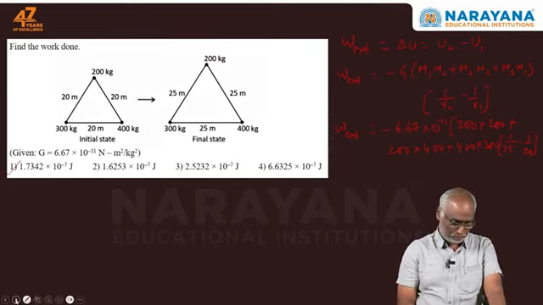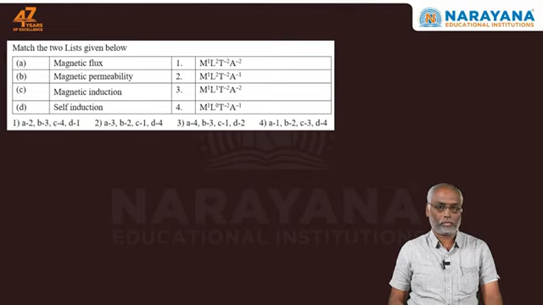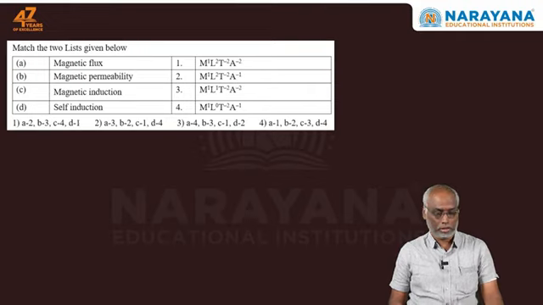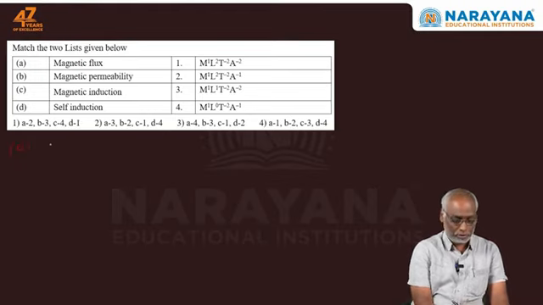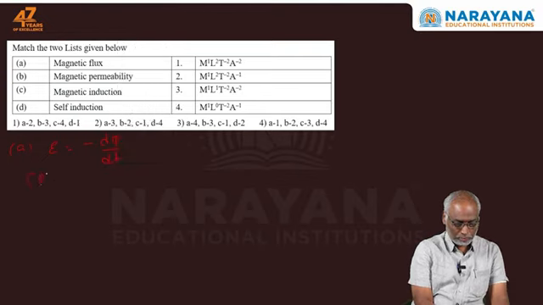Next question. Match the two lists given below. In column 1 they have given a few physical quantities, and in column 2 the respective dimensional formulas, which we will match. For this we will use the relations connecting physical quantities. The first one, they have asked the dimensional formula of magnetic flux. I am using the formula E equals minus d phi by dt. So the dimensional formula for flux is equal to the dimensional formula for EMF into the dimensional formula for time.